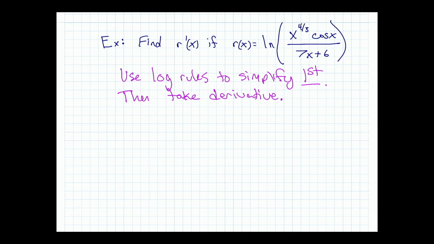All right, so how are we going to do it? So r of x is what they wrote there, but we need to use the log rules. So let's first use the log rule for division. So we can split it up into natural log x to the 4/3 cosine x minus natural log 7x plus 6.